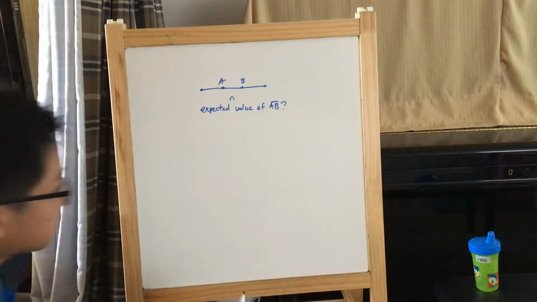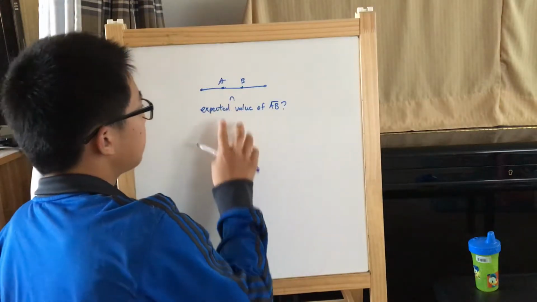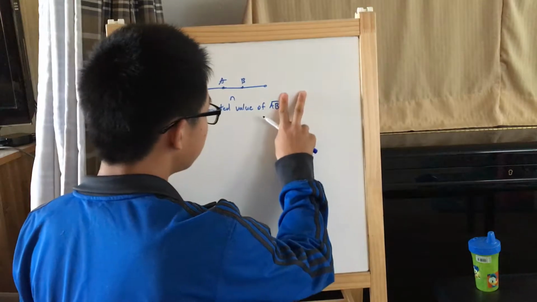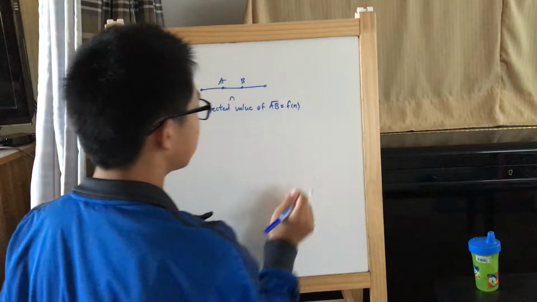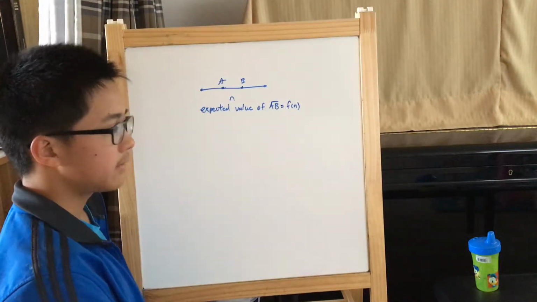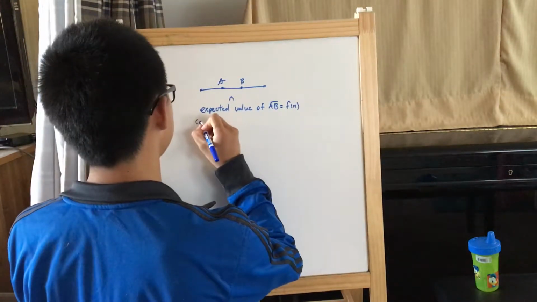Okay, so for the expected value of the length of AB, where A and B are chosen on a line segment of length n, we're going to say the expected value is equal to f of n, just some function of n. We're going to find properties of f of n, then figure out what f of n is equal to from there.